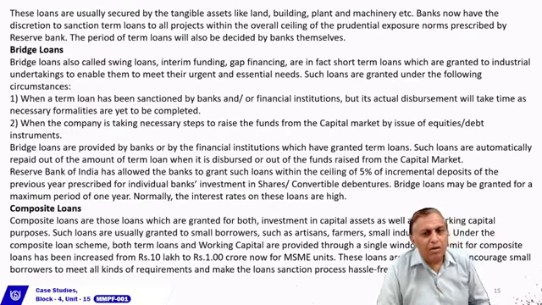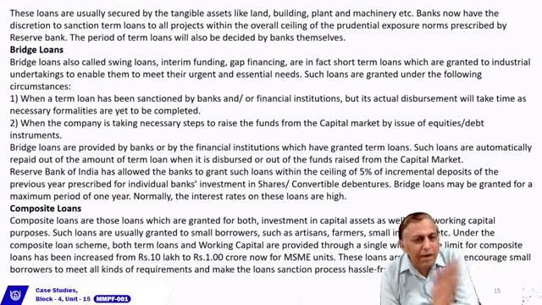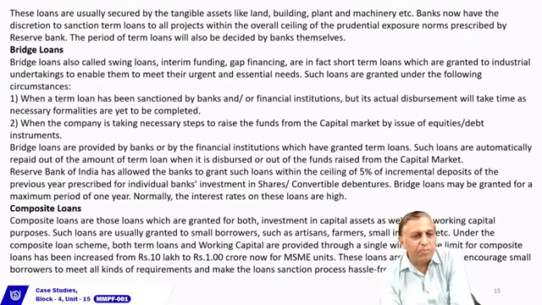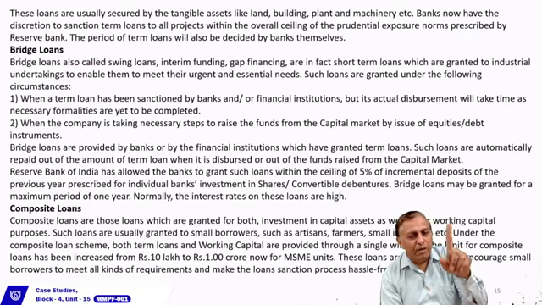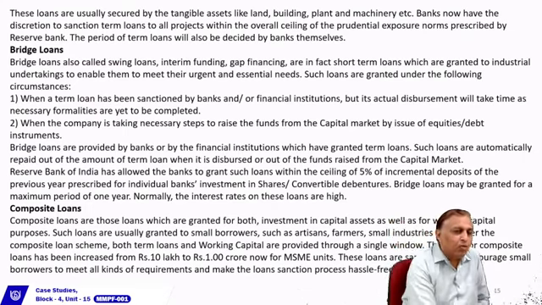Bridge loans are provided by banks or financial institutions which have granted term loans. Such loans are automatically repaid out of the term loan when it is disbursed, or out of the funds raised from the capital market. The Reserve Bank of India has allowed banks to grant such loans within a ceiling of 5% of the incremental deposit of the previous year prescribed for individual banks' investment in shares and convertible debentures. Bridge loans may be granted for a maximum period of 1 year because this is a short-term loan. Normally, the interest rate on these loans is high because you are just going for an emergency requirement.